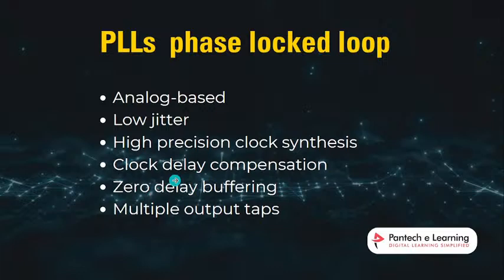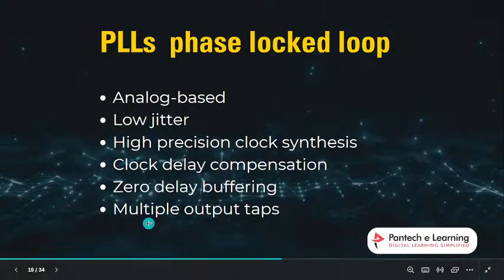Let's see what is meant by PLL, phase locked loop. It is used for analog based low jitter. Low jitter means less noise in the clock frequency. It is also used for high precision clock synthesis, clock delay compensation, zero delay buffering, and multiple output taps.